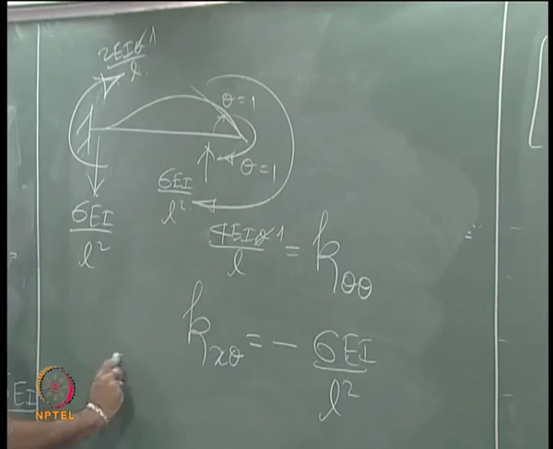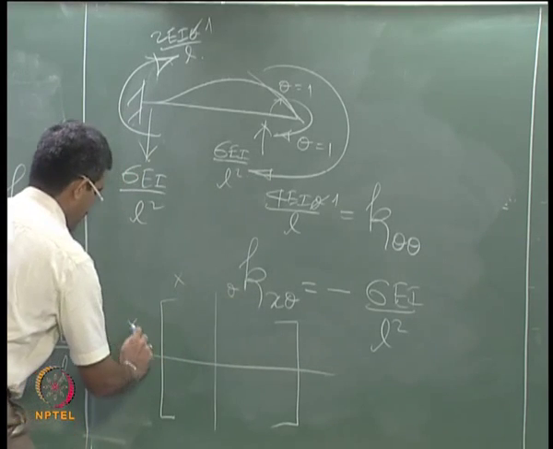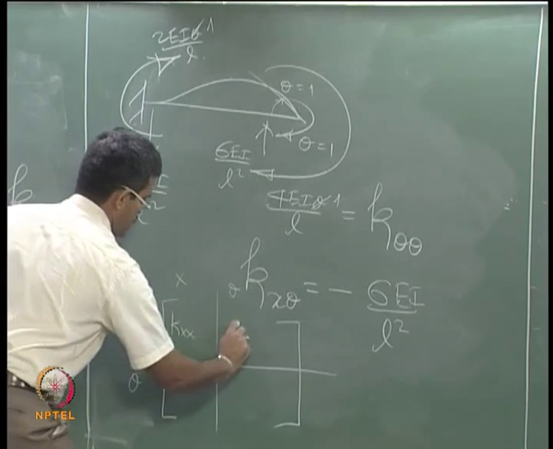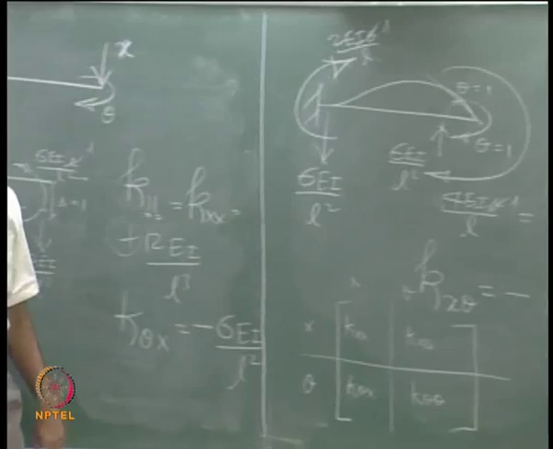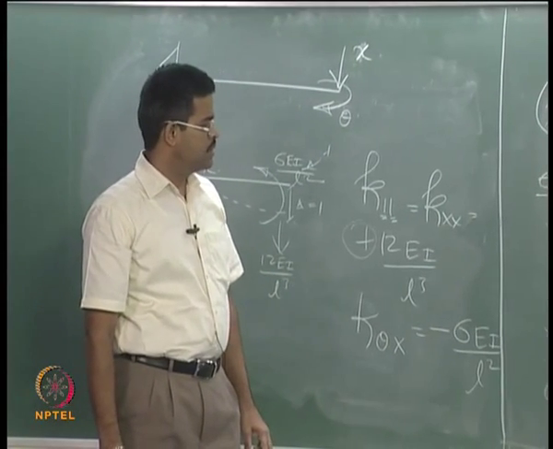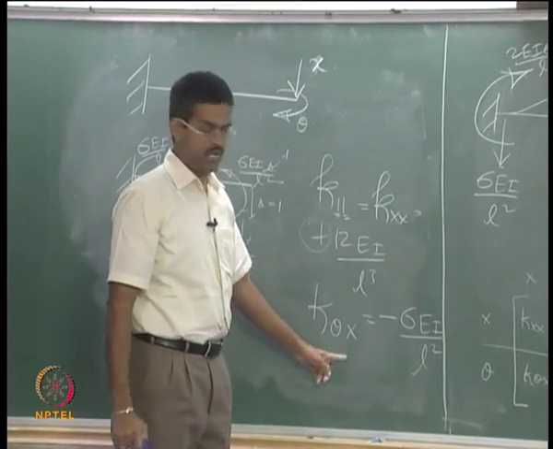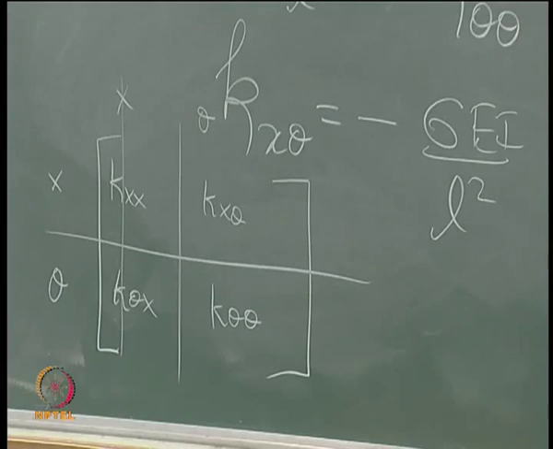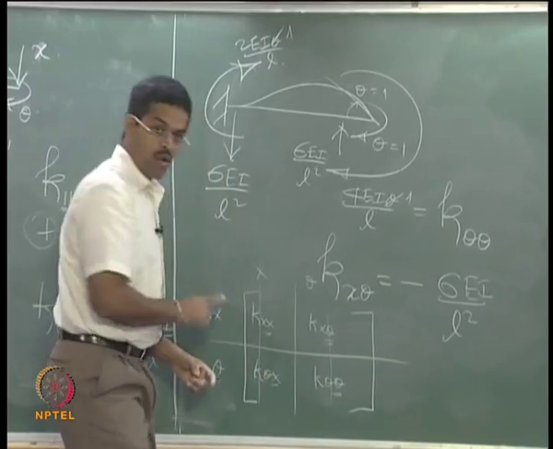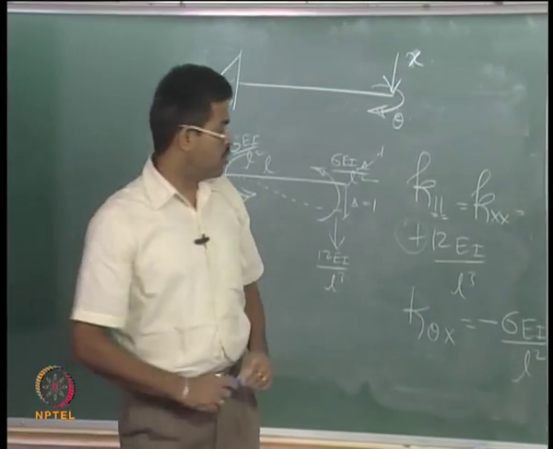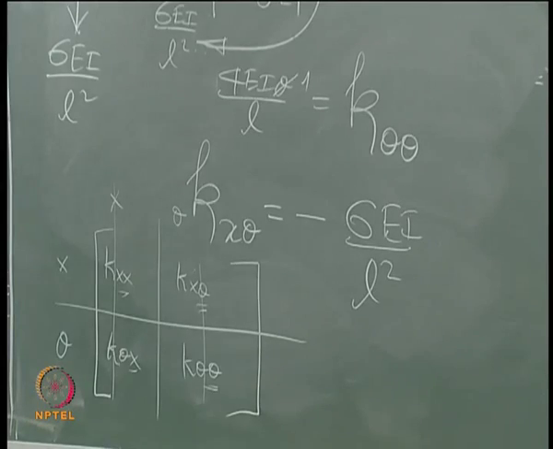So, now I have got a matrix. This is x and this is theta, this is x and this is theta, this is kxx, kx theta, k theta x, k theta theta. Remember, stiffness matrix is always derived column wise. First I got xx and theta x. Second I got theta theta and x theta. It is always derived column wise, it is never derived row wise. Though there is a symmetry, it does not make a difference, but you must understand how they are derived. It is always derived column wise.